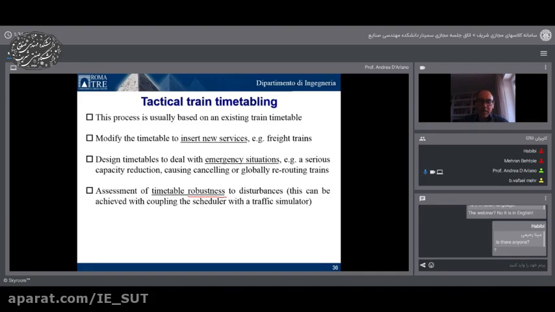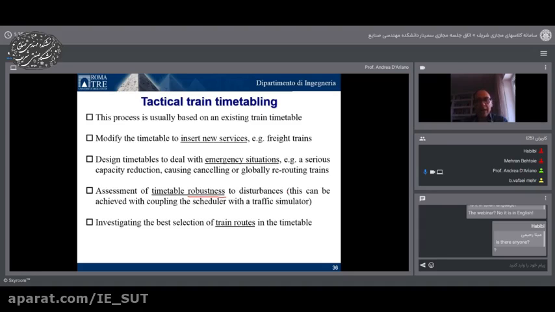This is done, for example, by some researchers in my group by developing a coupling between a scheduler that is optimizing traffic flows and a traffic simulator that is a stochastic simulation that is also generating disturbances. So the simulator generates disturbances. The scheduler finds the most suitable actions to recover such disturbances, and they exchange information.